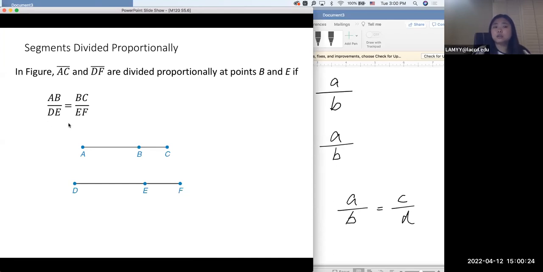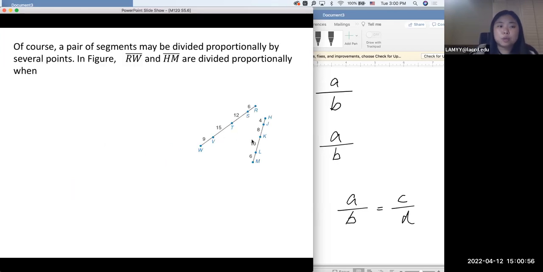Now, write it down in your notes. Your notes are missing this part, AB over DE equal to BC over EF. And then we could write it down as AB over BC equal to DE over EF. They are at the same rate. Remember we could exchange these two. Either way, this is called the proportion.